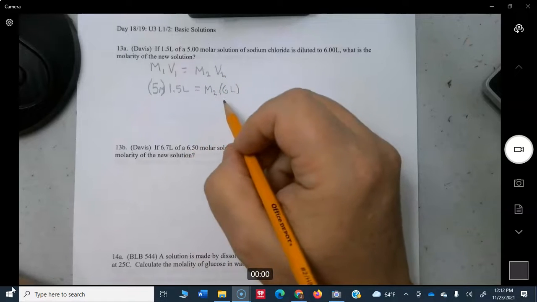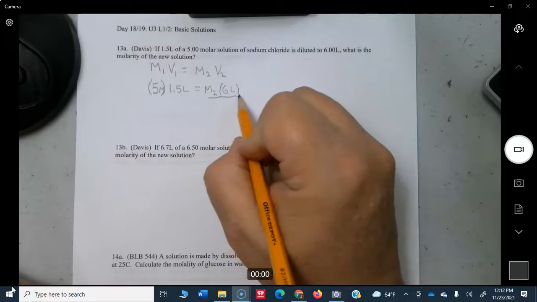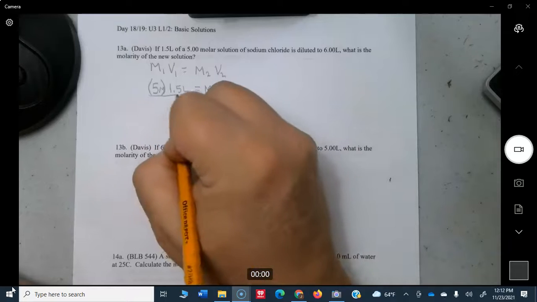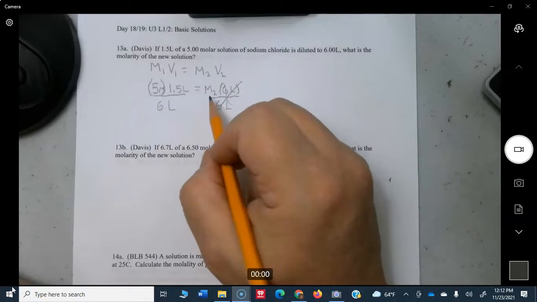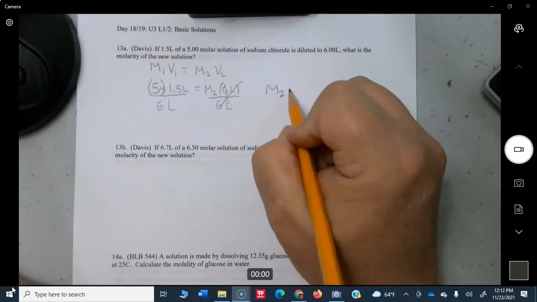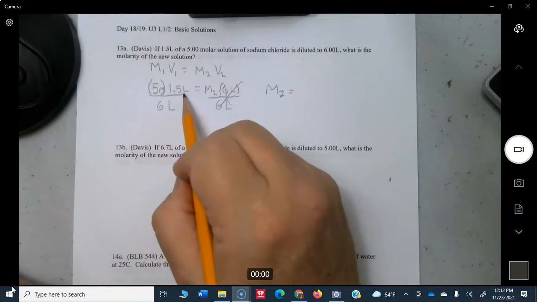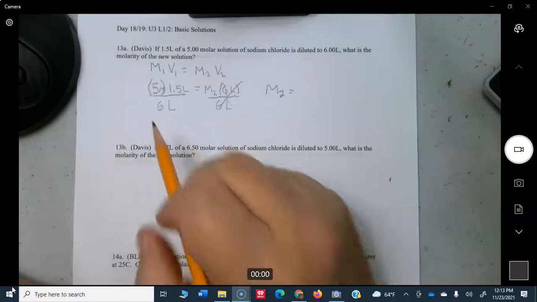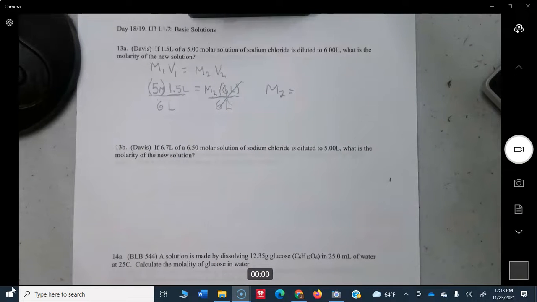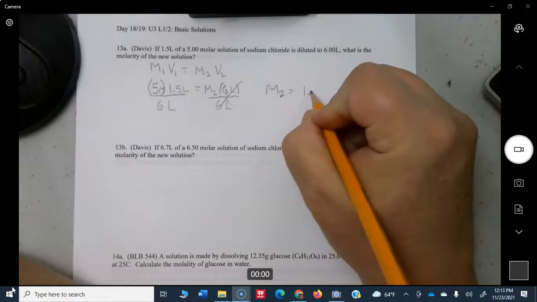So it's a very simple algebra problem. You divide both sides by 6 liters. These cancel, and you have M2 equals 5 times 1.5 divided by 6. We'll go ahead and do that problem, and that gives us 1.25 molar.